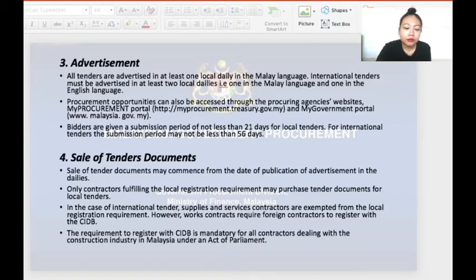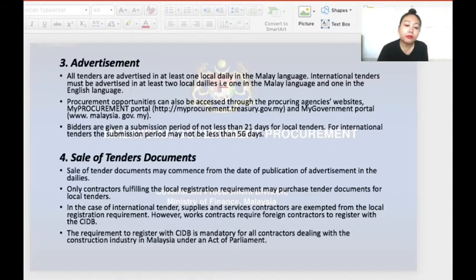And then fourthly, sale of tender documents. Sale of tender documents may commence from the date of publication of the advertisement in the dailies. Only contractors fulfilling the local registration requirement may purchase tender documents for local tenders. In the case of international tender, supplies and services contractors are exempted from the local registration requirement. However, works contracts require foreign contractors to register with the CIDB.